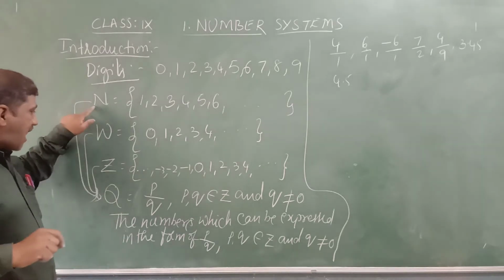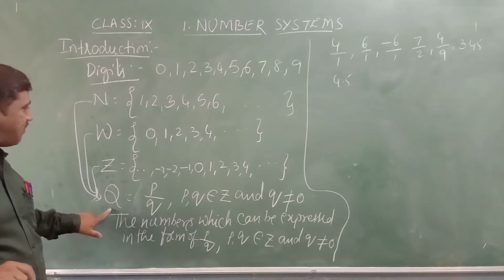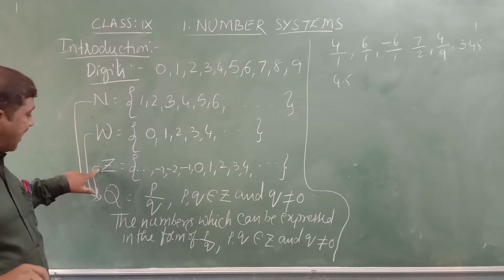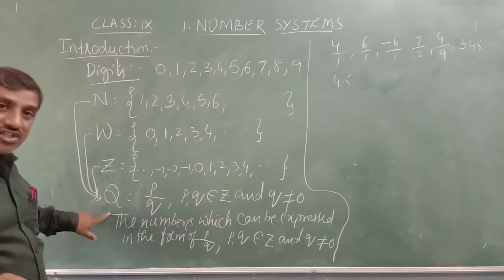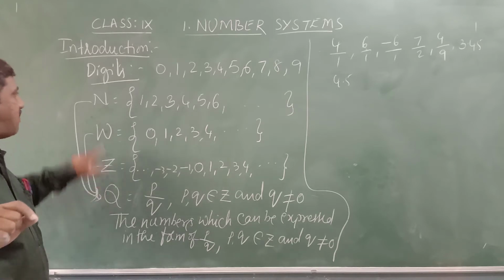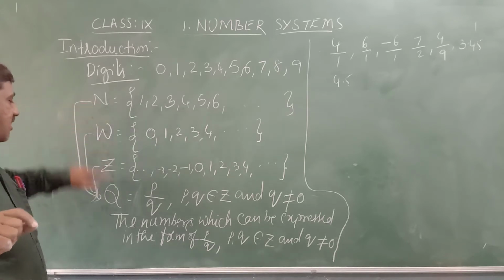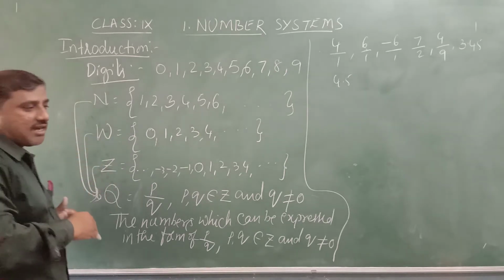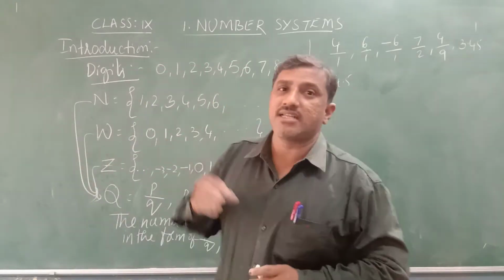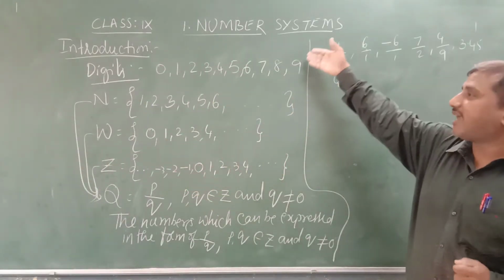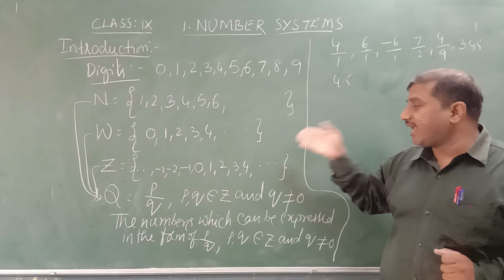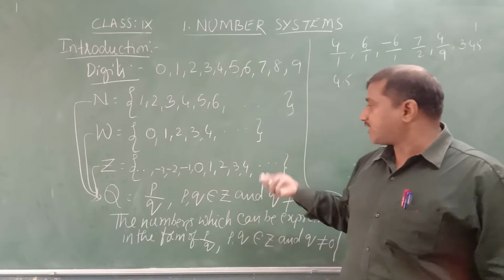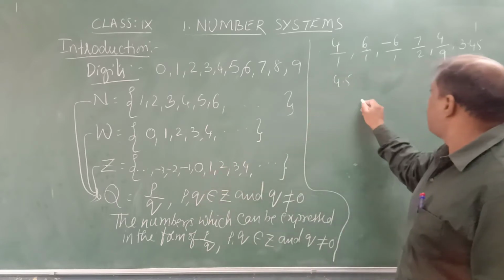Similarly, all natural numbers are rational numbers and all whole numbers are rational numbers. All integers are rational numbers, but all rational numbers are not whole numbers and not integers, because some rational numbers do not belong to natural numbers, whole numbers and integers. For example, take 0. 0 is a rational number.